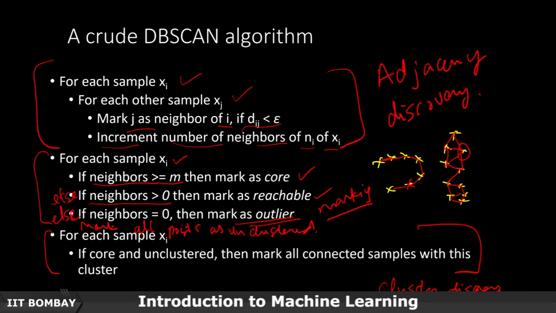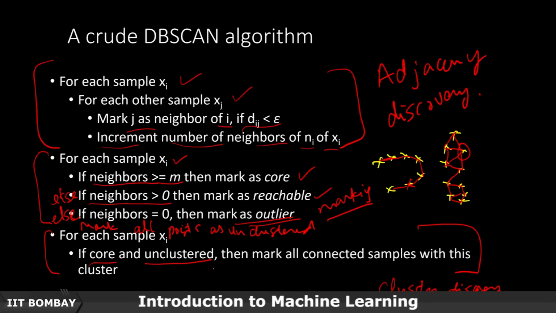All right. Then for each point xi, if it is a core point and it is unclustered, then mark all its connected samples. We will do a depth first search or a breadth first search. We will traverse everything that is reachable from that point and mark them as part of the same cluster.